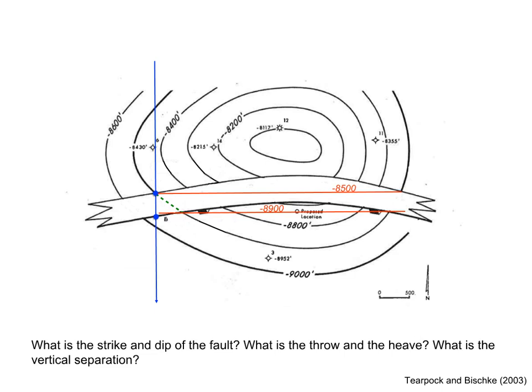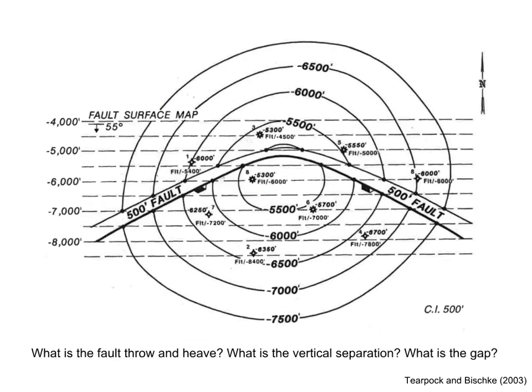The stratigraphic separation can be estimated by projecting the contours from the footwall block to the hanging wall block. This is the dashed green line in the figure. The vertical difference between the end points of this dashed line is the stratigraphic separation. It is 400 feet.